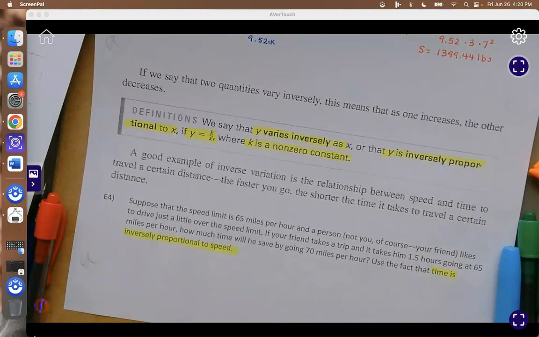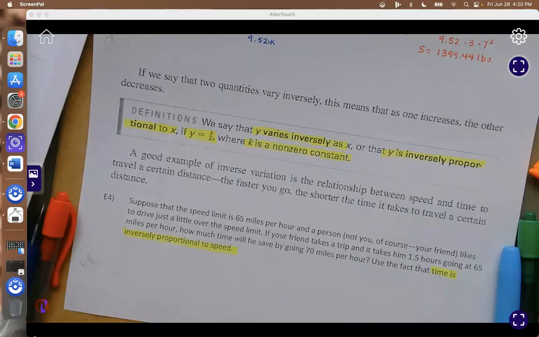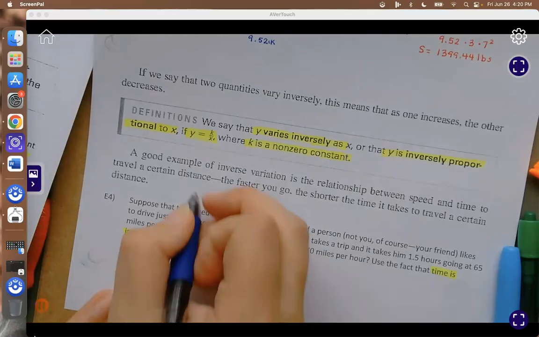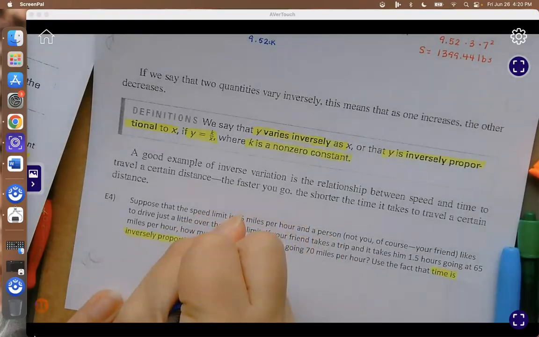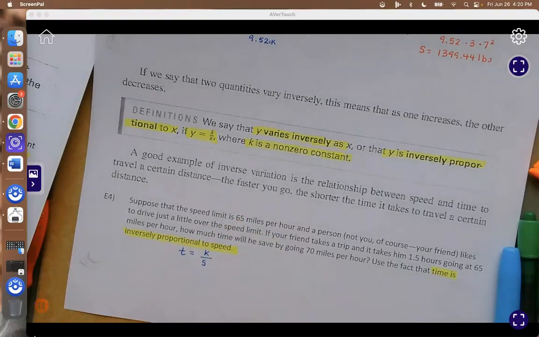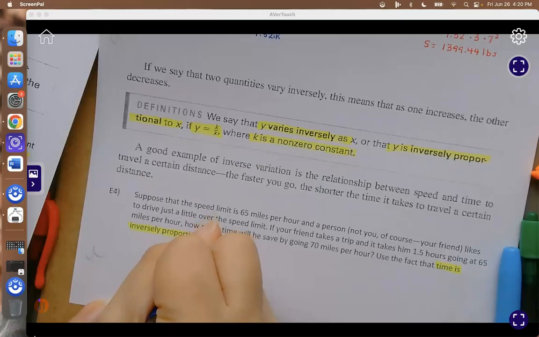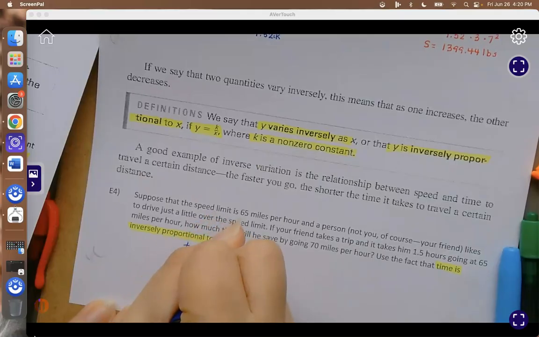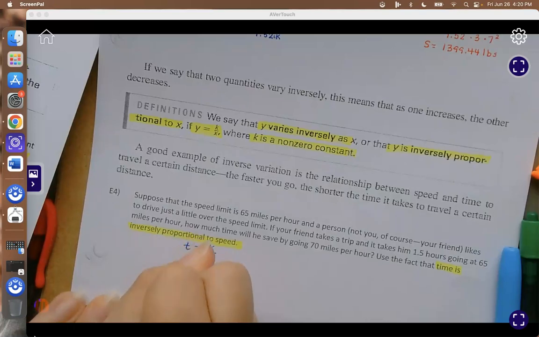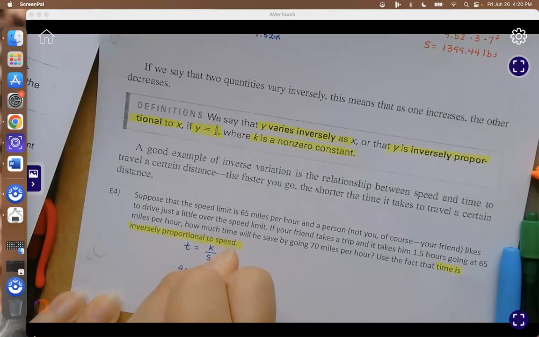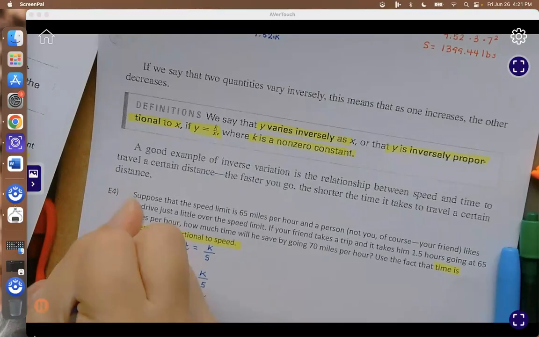Okay, so what we see here, remember we read the problem. Time is inversely proportional to speed. Okay, so we know that time in the original trip is 90 minutes. And we know our speed was 65 miles per hour. So we need to find our constant. So we're going to do 90 times 65, which is 5850. Okay, and that's our original.